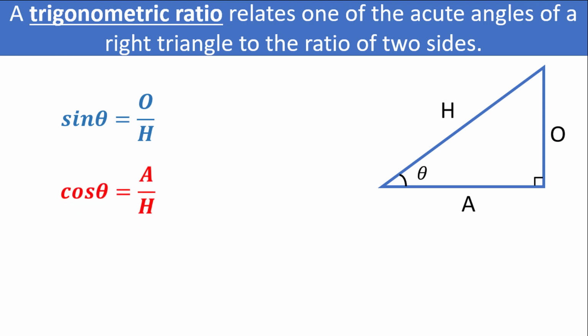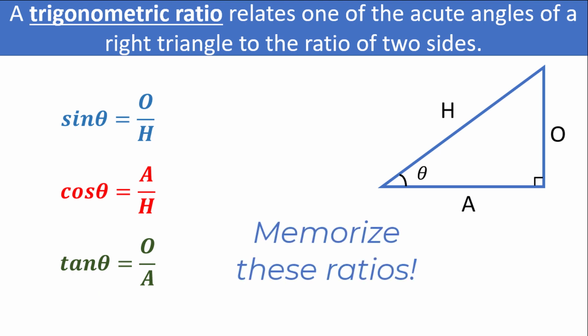Cosine of theta is equal to the ratio of the adjacent side to the hypotenuse. Finally, we have tangent, and tangent of theta is equal to the ratio of the opposite side to the adjacent side. You must memorize these ratios if you don't have them memorized already. It is essential to your success in trigonometry. Sine of theta is opposite over hypotenuse, cosine of theta is adjacent over hypotenuse, and tangent of theta is opposite over adjacent.